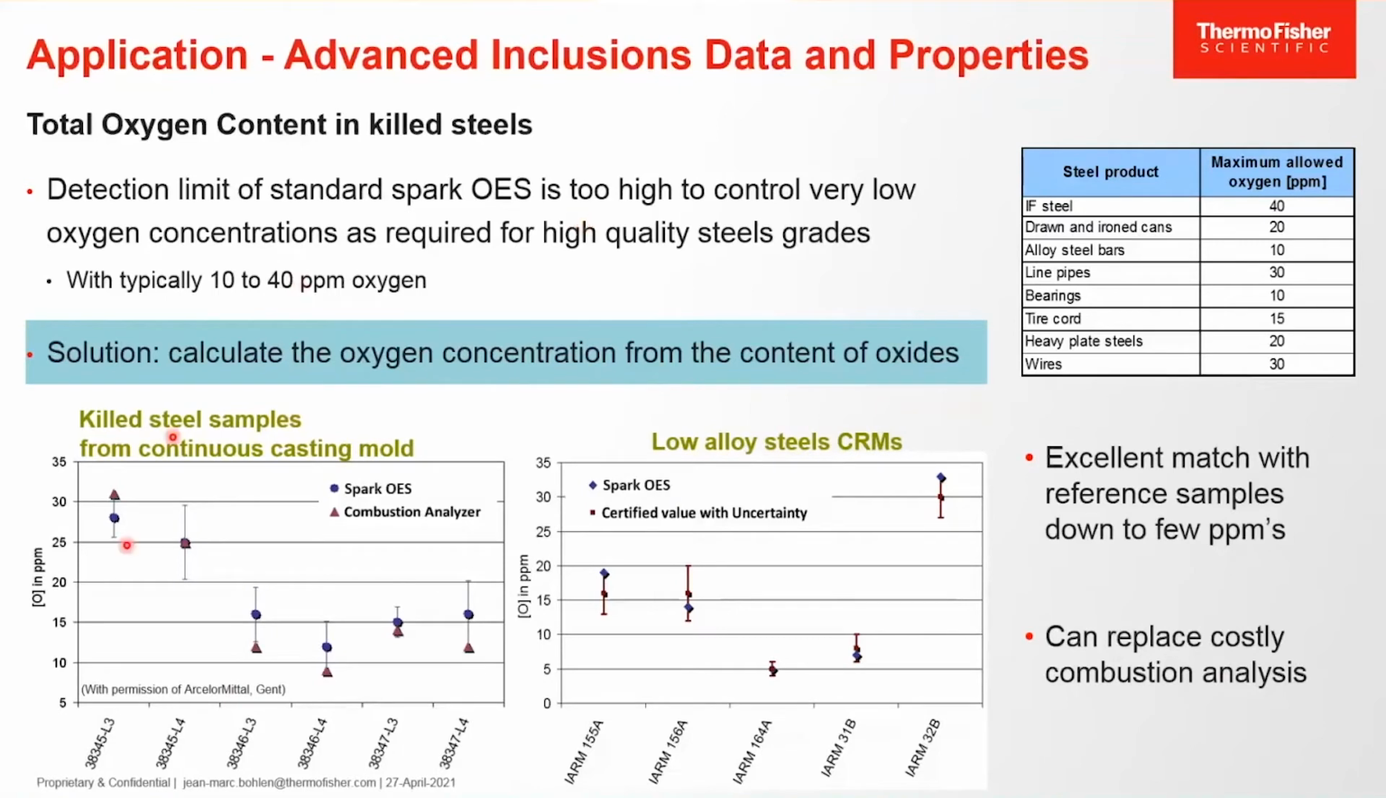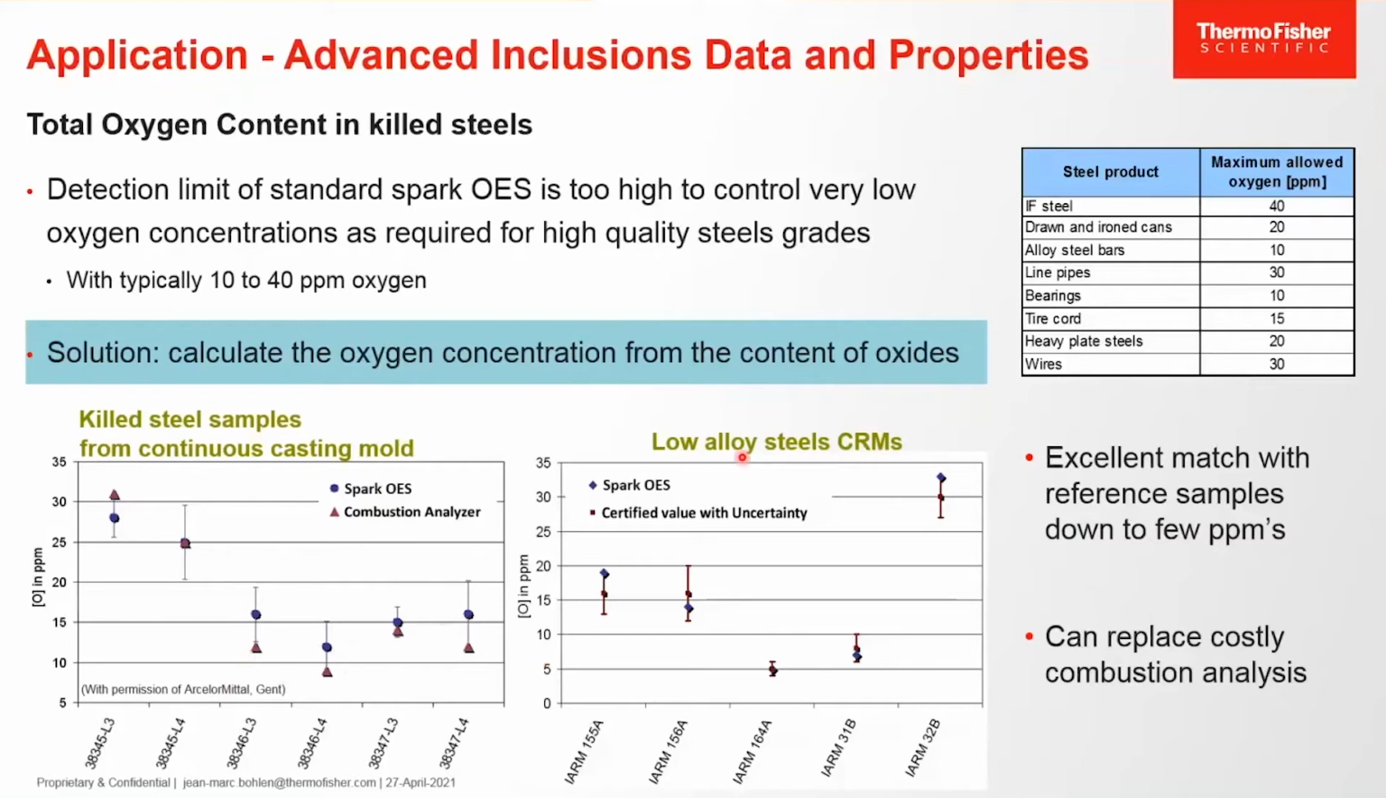Here you have an example of killed steel samples from continuous casting mold that were measured with a combustion analyzer and with the Spark OES. You can see all the samples are below 30 ppm oxygen, so normally not possible to analyze by optical emission. But with the inclusion analysis, we are able to obtain a good match of the concentration obtained with the combustion analysis down to very low amounts of oxygen.